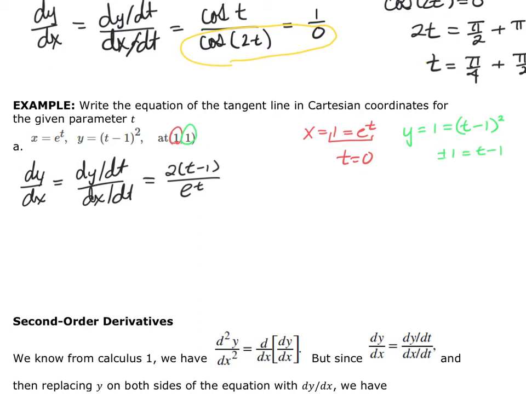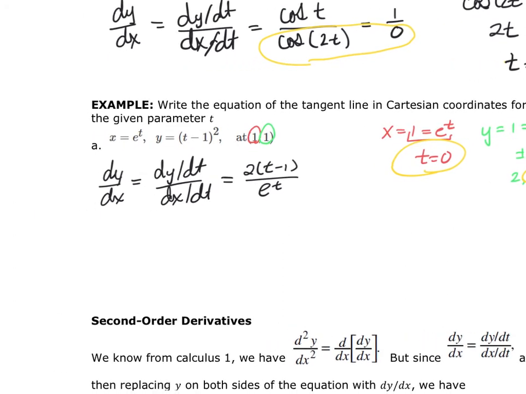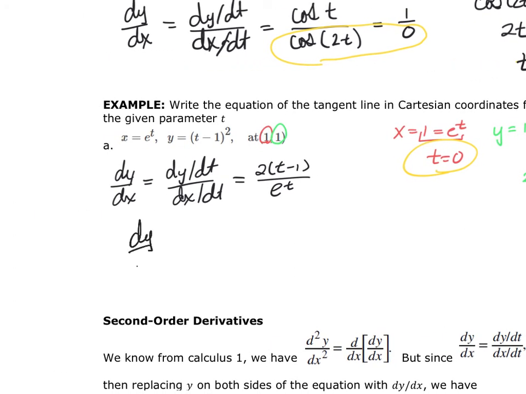I'm going to add 1 to both sides, and I'm going to get either 2 or 0 for t. Those are my 2 choices by solving 1 is equal to t minus 1, the quantity squared. The only one that satisfies the ordered pair 1, 1 is when t is equal to 0. That t value has to satisfy both the x parametric equation and the y parametric equation to get 1, 1. So now I have my t value, so I'm going to go over here and evaluate dy dx.